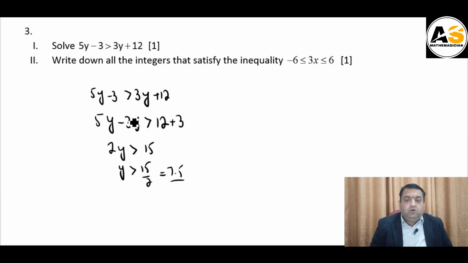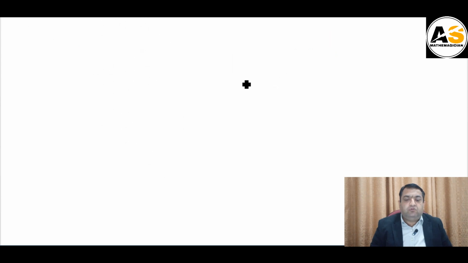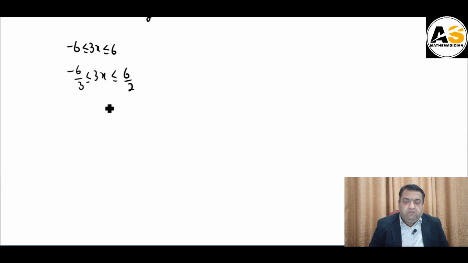Now for part 2, we have to write down all the integers that satisfy this inequality. Minus 6 is less than or equal to 3x is less than or equal to 6. We will divide the inequality by 3. By doing so, we will get x over here, because the 3 will be cancelled.